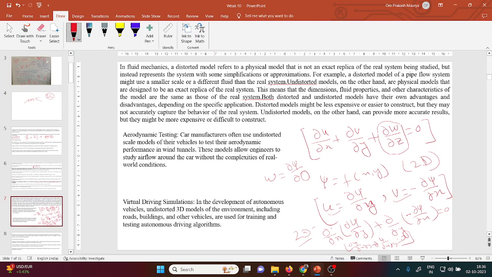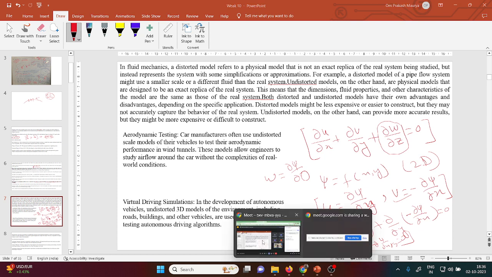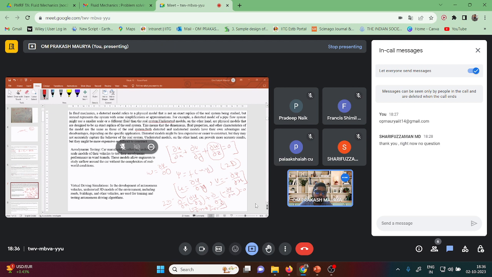Now moving on to the next doubt, I think someone was asking about that. Let me see. Palak, I think your doubt is clear, why we keep to 2D in the case of the stream function? Yes, sir.